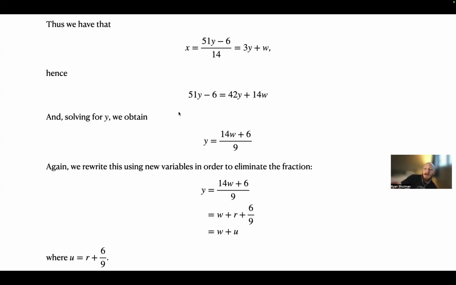And now I can go ahead and solve for y. When I do that, I get y = (14w + 6)/9. Again, same thing: I'm going to rewrite this to remove the fraction. 9 goes into 14 one time, so I end up with y = w + u, where u is whatever the remainder is, plus this 6/9.